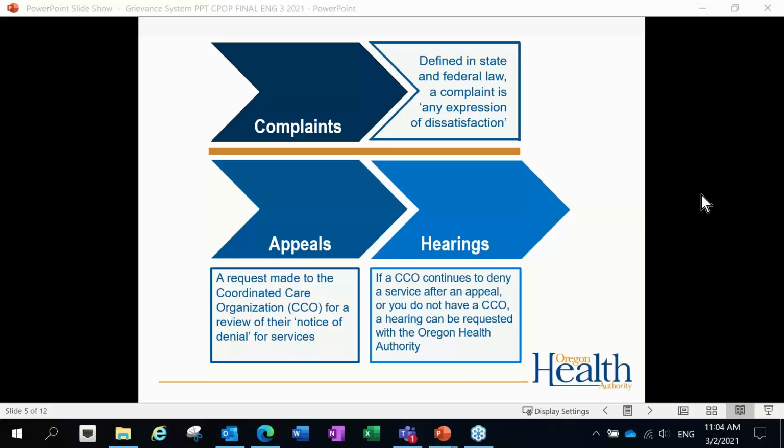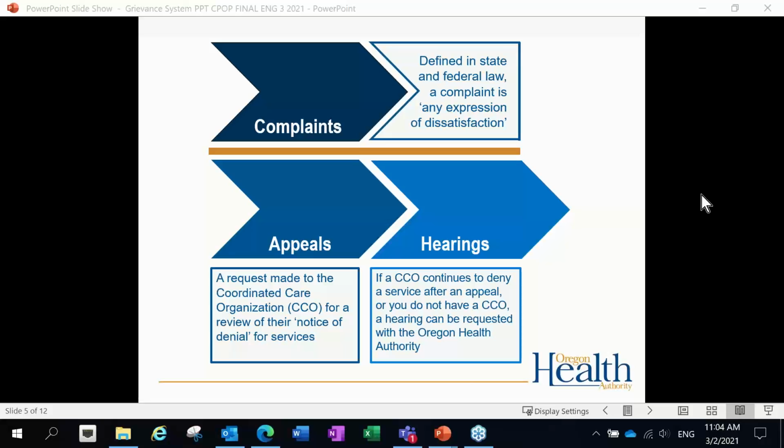The 3 parts of the complaints and grievance system, again, the first part is complaints. This is defined in state and federal law as any expression of dissatisfaction. And I'll show you a few examples here coming up in the next few slides. And the appeals have to do with the request that's made for coverage of services. So this will be made either directly to the Oregon Health Authority or to the coordinated care organization a member is enrolled with. Once a request has been submitted to them for services like a surgery, if it's denied, you can request an appeal.